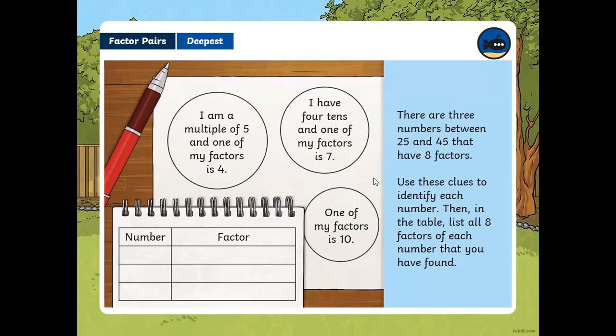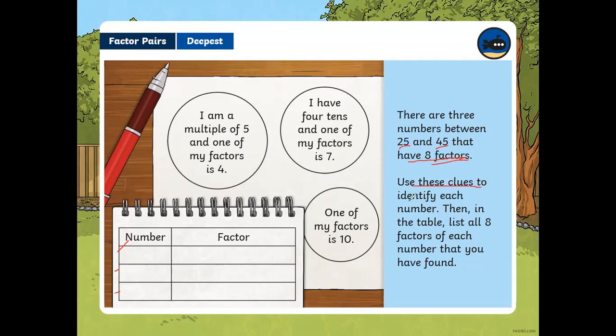Now, there are 3 numbers. What's the question here? There are 3 numbers between 25 and 45 that have 8 factors. Use these clues to identify each number. Then in the table here, list all the 8 factors of each number that you have found. Come on, guys, let's try doing this now. Again, read the question. We are going to look for 3 numbers. That's why you have number 1, number 2, and number 3 here. These 3 numbers are between 25 and 45, and they have 8 factors.